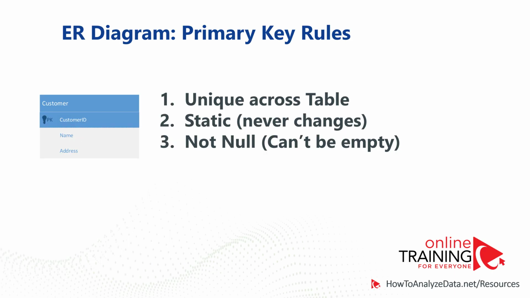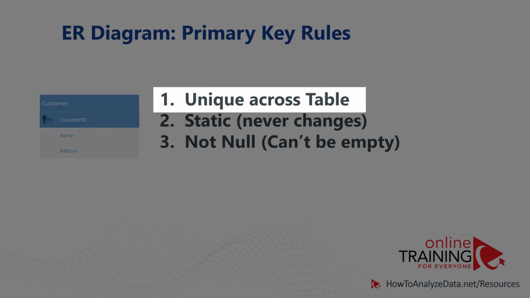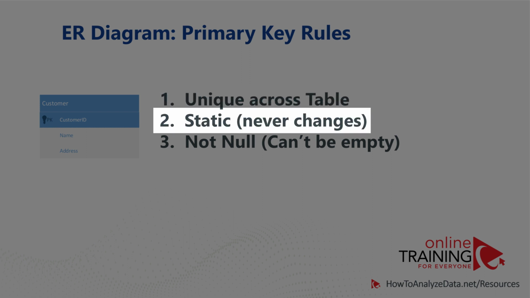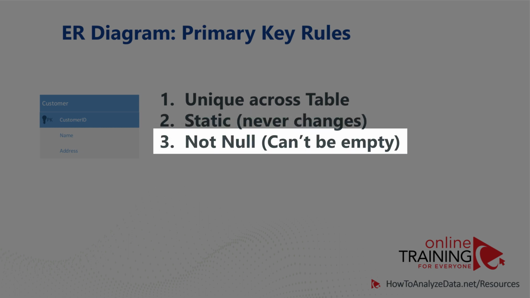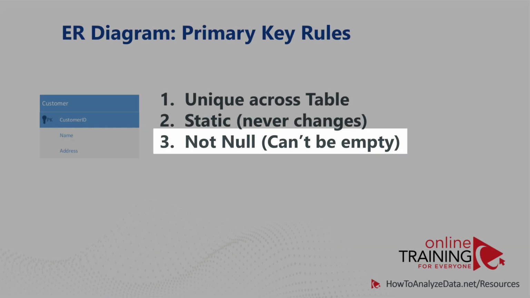There are a couple of important rules related to primary key. Primary key is unique across the particular table. Primary key is also static, it never changes. And the third rule is primary key cannot be null. The value of primary key cannot be empty.